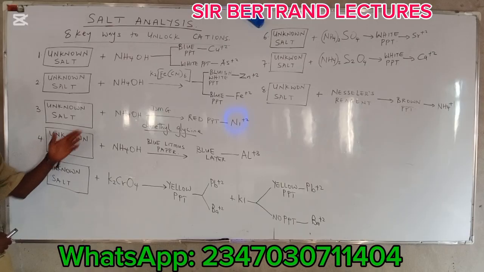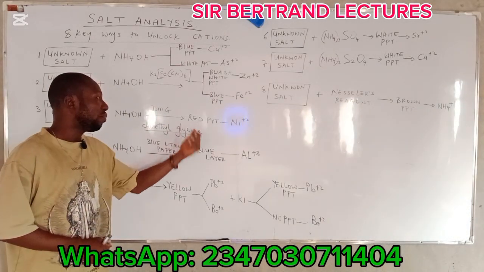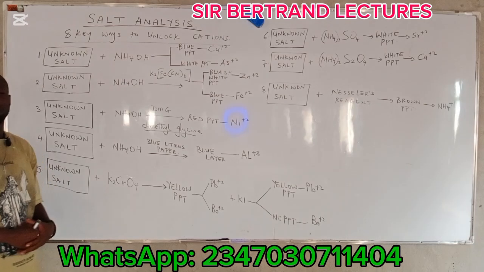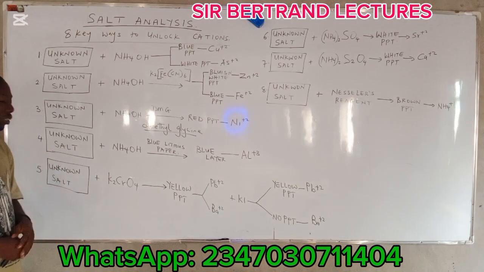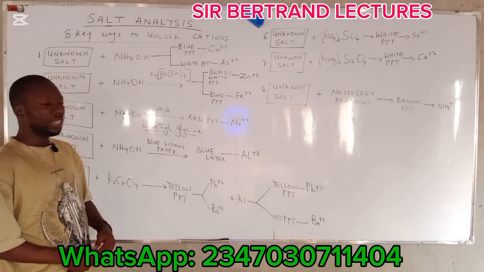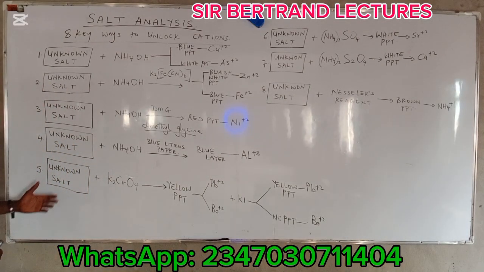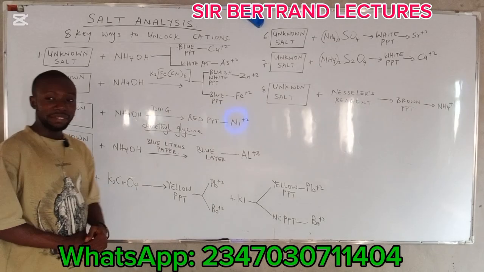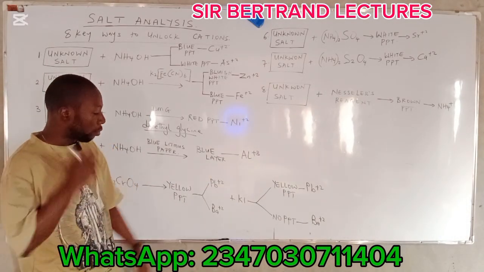The third one, you introduce the same ammonium hydroxide to the unknown source sample in the presence of DMG, dimethylglyoxime. If it gives red precipitate, the cation present is nickel ion. Then the fourth one, on the unknown source sample, we introduce ammonium hydroxide in the presence of litmus paper. If it shows blue layer, it indicates the presence of aluminum ion. Number five, on the unknown source sample, you introduce potassium tetraoxochromate. It gives yellow precipitate, and that shows the presence of either lead ion or barium ion.